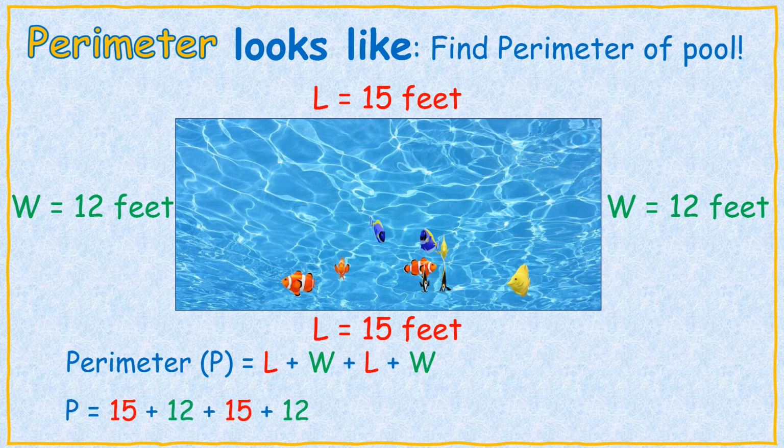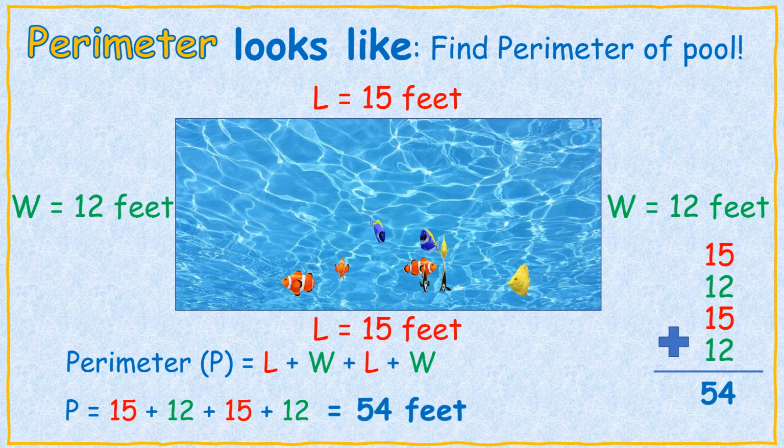Now I'm going to take each one of those lengths and plug it in. Where I see that first length, I'm going to do 15 feet. I'm going to add it to 12 feet, so 15 feet plus 12 feet. Now I need to add another 15 feet to make sure that I'm covering all sides of my rectangle, plus another 12 feet. If I add each of these up together, I would get a total of 54 feet. So the perimeter of this pool is 54 feet. If I wanted to walk along the edge of the whole pool, it'd be 54 feet.